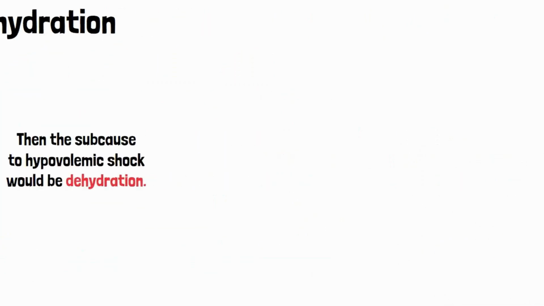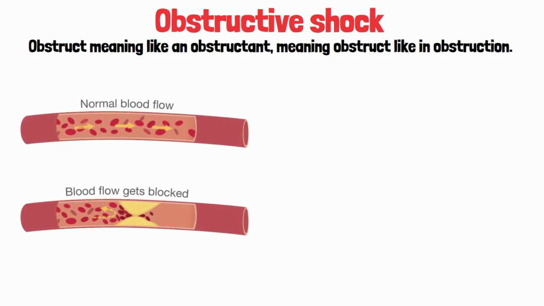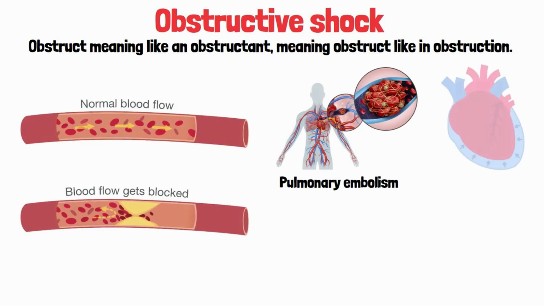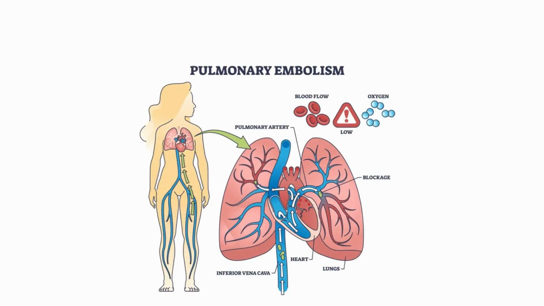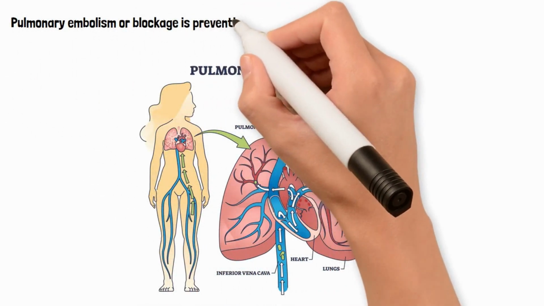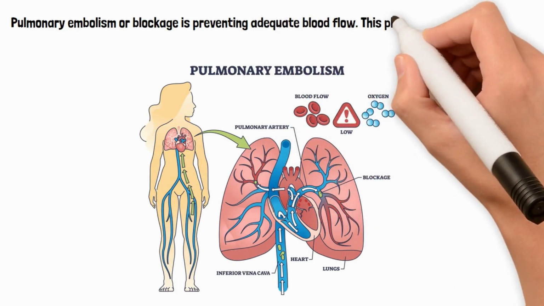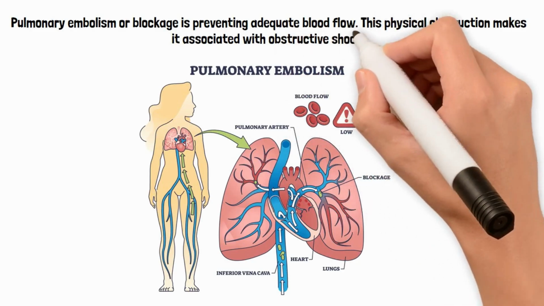The next type of shock is known as obstructive shock. Obstruct, as in obstruction. Obstructive shock is caused by a physical obstruction to blood flow, such as in a pulmonary embolism, cardiac tamponade, or a tension pneumothorax. When it comes to obstructive shock from pulmonary embolisms, the pulmonary embolism or blockage is preventing adequate blood flow. This physical obstruction makes it associated with obstructive shock.